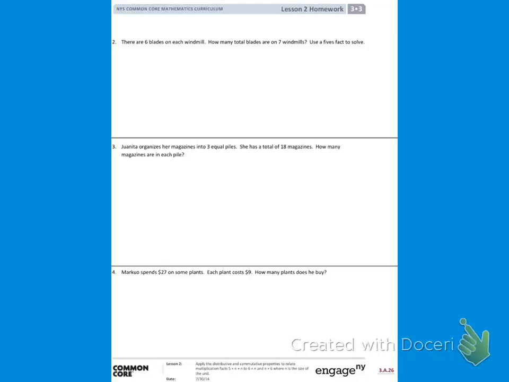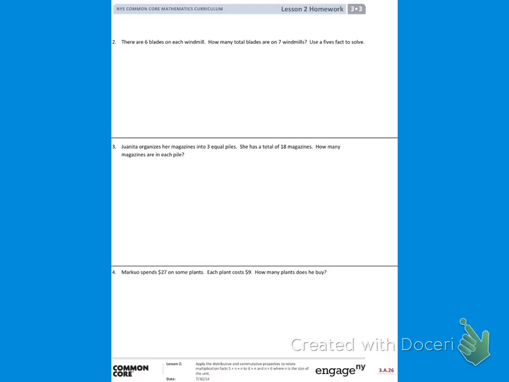Module 3, Lesson 2's objective is to apply the distributive and commutative properties to relate multiplication facts 5 times n plus n to 6 times n and n times 6, where n is the size of the unit. Problem 2 says, there are 6 blades on each windmill. How many total blades are on 7 windmills? Use a 5's fact to solve.